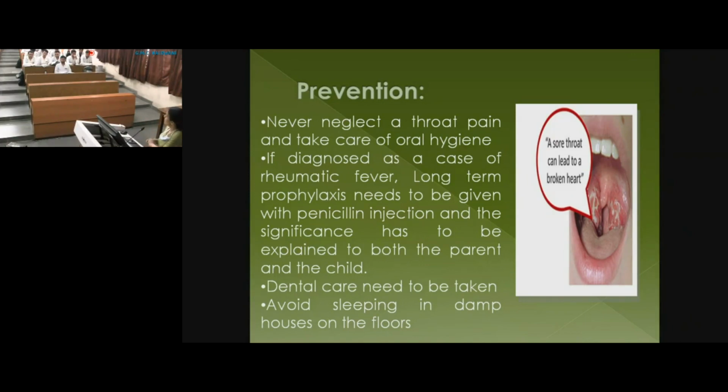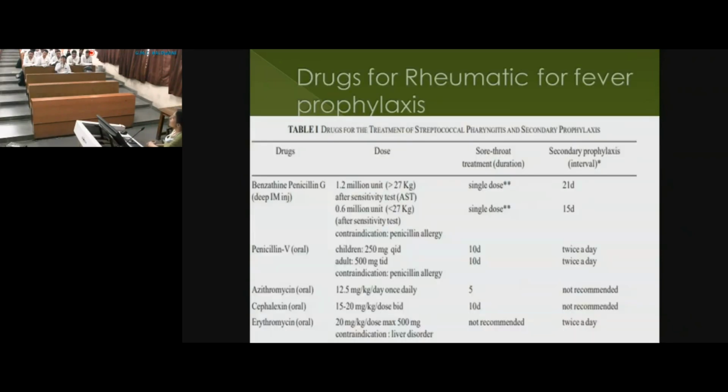And secondary prophylaxis means any child who has cardiac involvement, you are going to give them penicillins so that there is no recurrence and no further damage of this damaged heart. So which drug do we give? We prefer benzathine penicillin. So what is the dose that we give? For more than 27 kg. Why have we taken this cutoff of 27 kg? Because that roughly corresponds to 1 meter square body surface area. So if a child is more than 27 kg, it's 1.2 million units or 12 lakh. And that is given every 21 days.